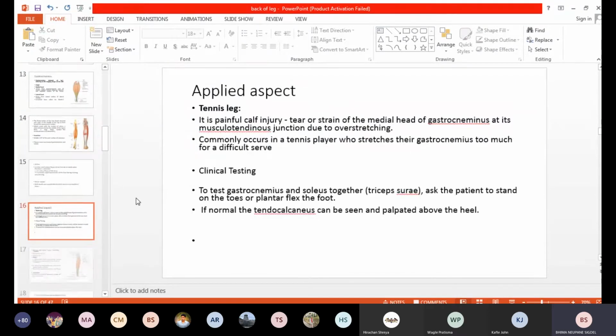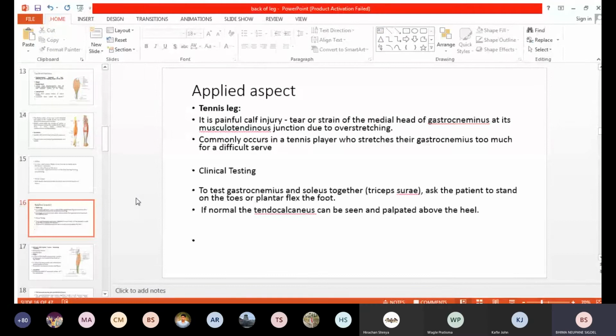Now, tennis leg. Normally while playing tennis, the medial head of the gastrocnemius may tear or sometimes strain, at the junction of the muscular part and the tendinous part. This leads to tennis leg. It normally occurs in tennis players, so this is the name given: tennis leg.